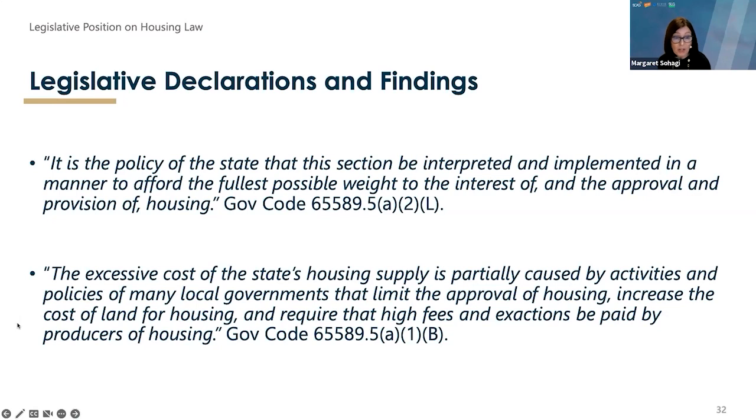The excessive cost of the state's housing supply is partially caused by activities and policies of many local governments that have what? Limited the approval of housing, increased the cost of land for housing, and required that high fees and exactions be paid by the producers of housing. So this is something that the courts and the Attorney General are paying attention to.